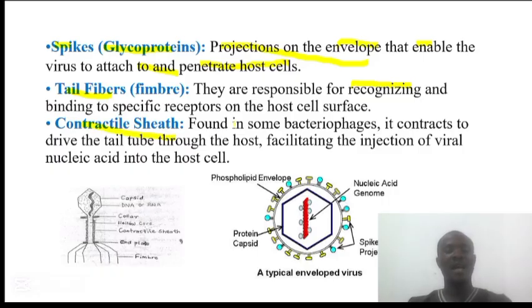And we have the contractile sheath. Just like I said, we have the contractile sheath in a bacteriophage, a virus that causes disease in bacteria. So what the contractile sheath will do, it will contract in order to drive the tail through this finger here into the host, and it facilitates the injection of the viral nucleic acid into the host cell.